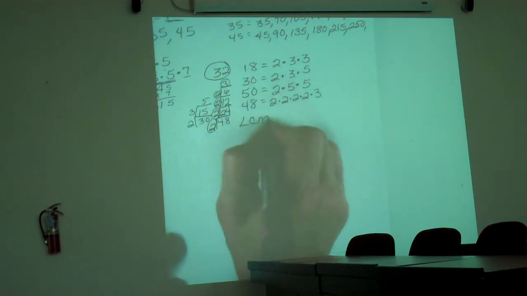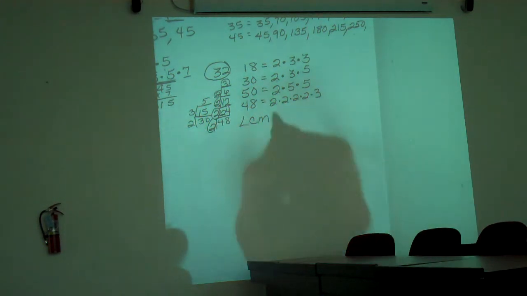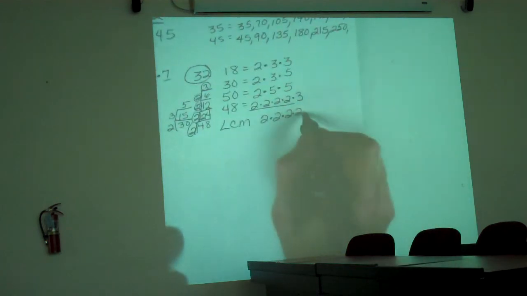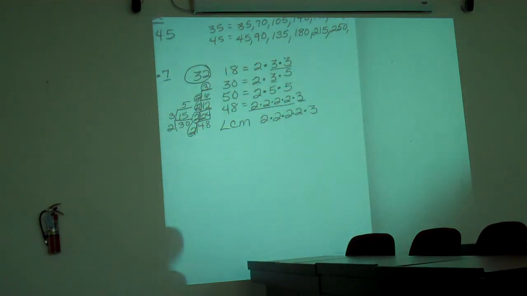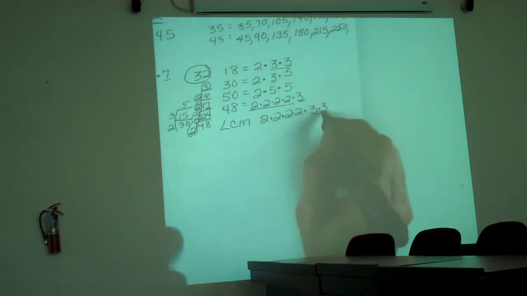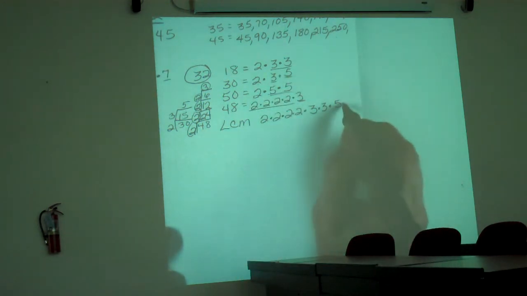For the least common multiple, what's the most 2's that show up there? 4. 4 of them. So we need 4 2's in our least common multiple. How about the 3's? There's 1, 1, 2. So we need to have 2 3's because that's the most. And what about the 5's? 1 and 2. So 2 of them, right?